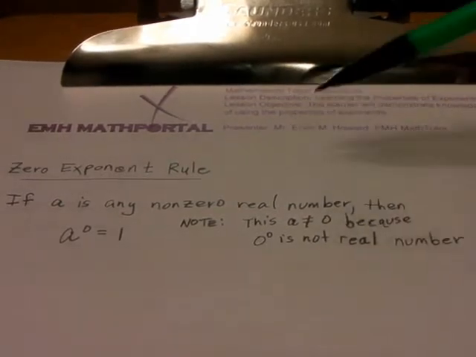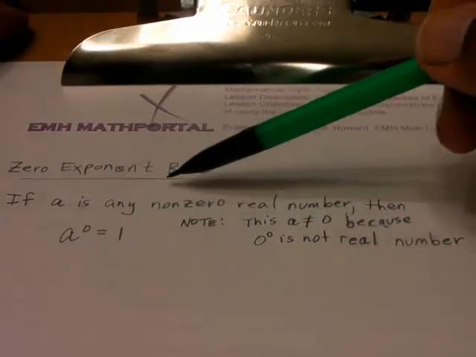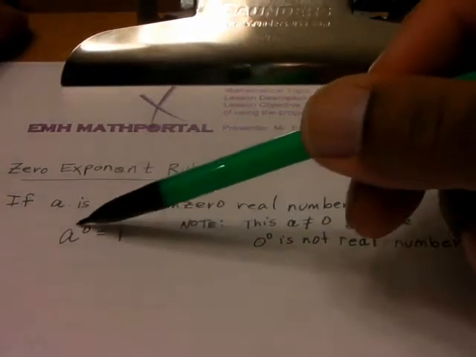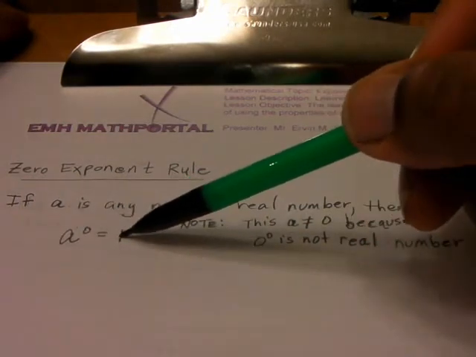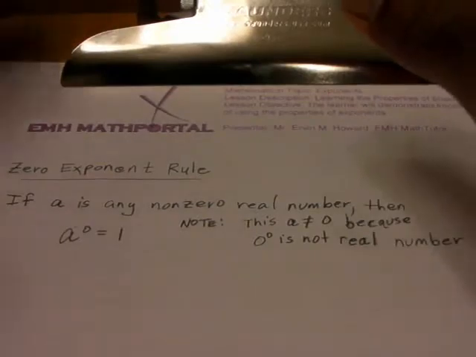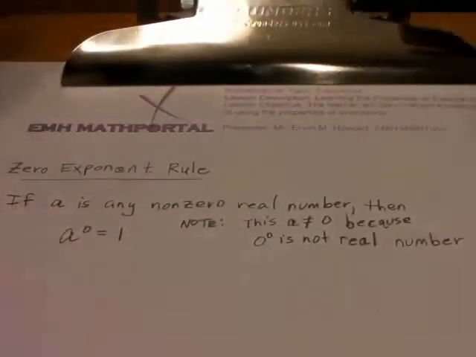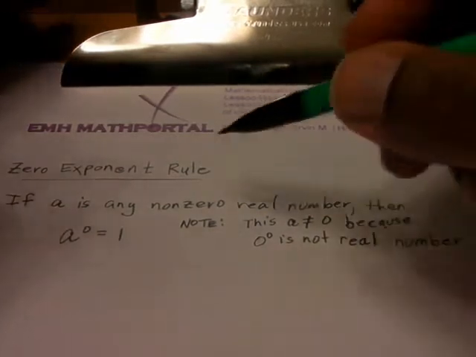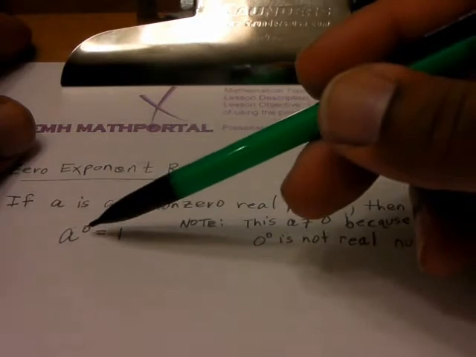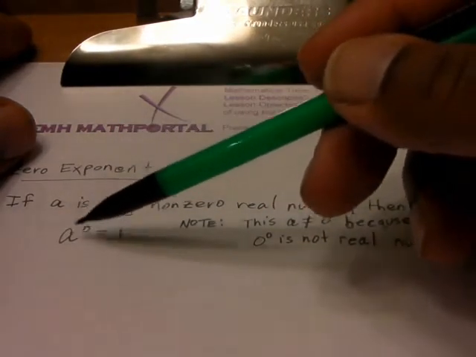If we look at this rule right here that I've written down, if A is any non-zero real number, then A raised to the power of 0 equals 1. It's a simple rule. Any base raised with the power of 0 will give you the value of 1. And I put a little note that this only applies if A is any non-zero real number.